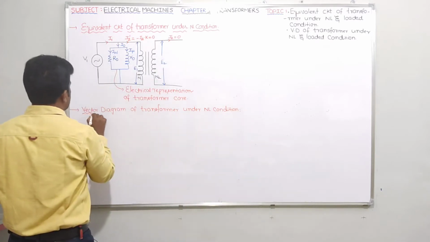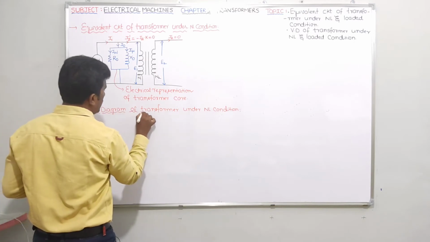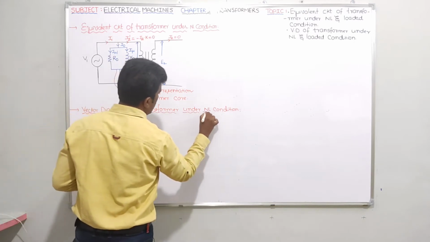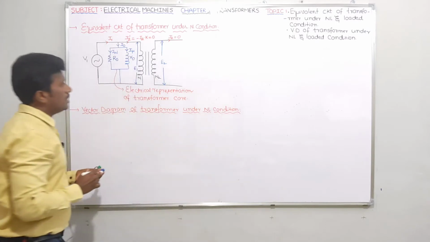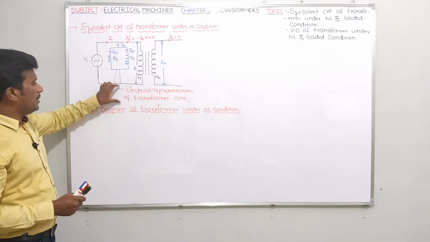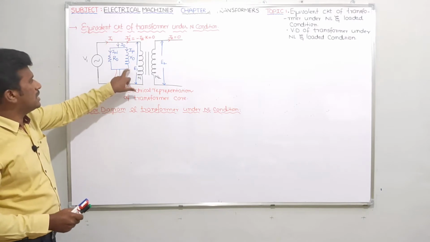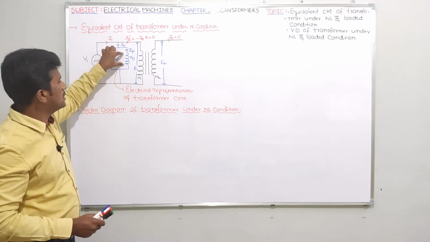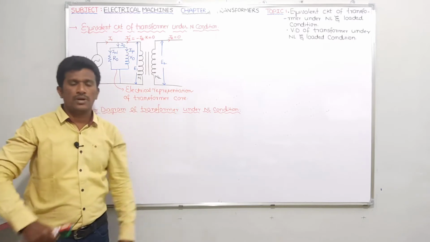Okay. See, some people may get one doubt by seeing the above circuit diagram. What is that? Sir, why are you showing this transformer core electrical representation on the primary side only, this side only? Why am I not showing this branch on this side? Like that, people will get one doubt.